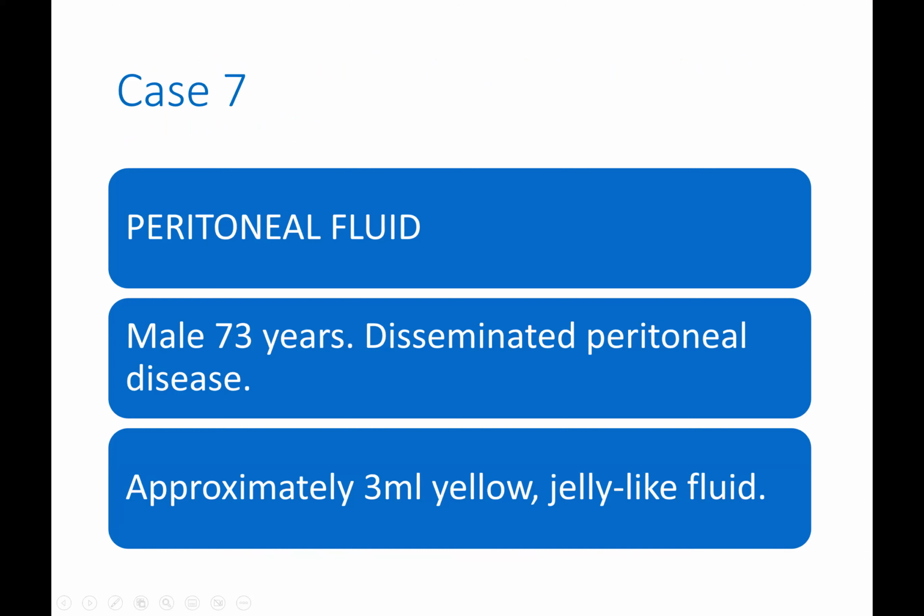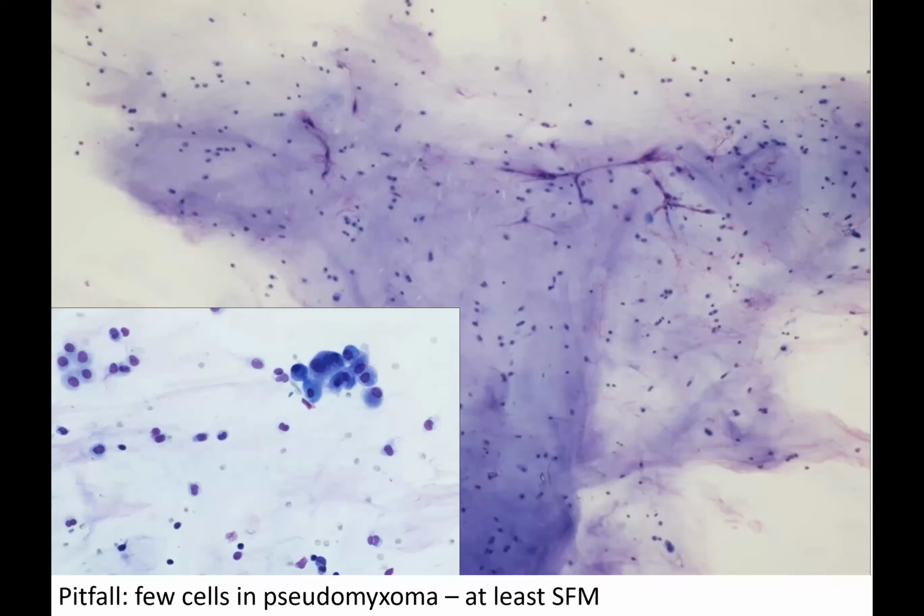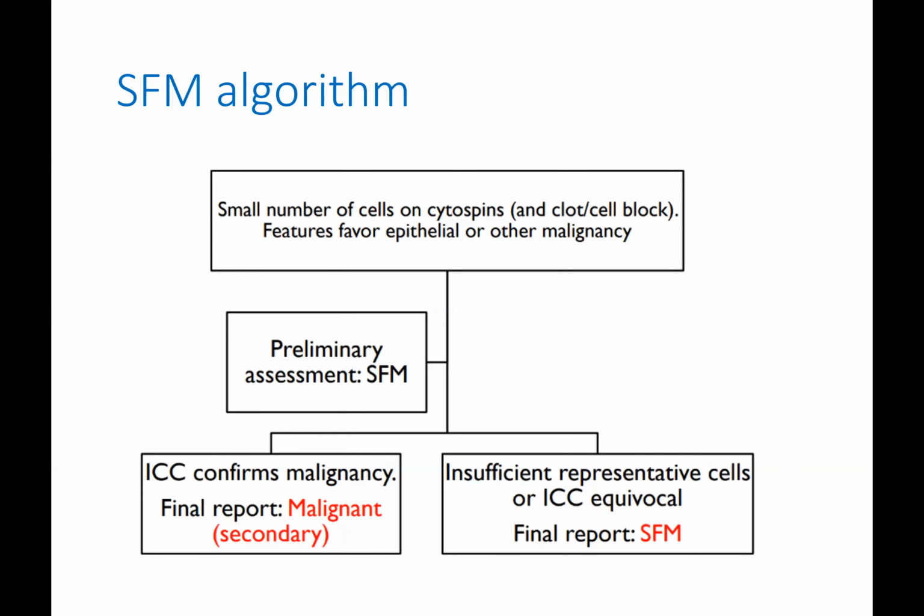This next case is a peritoneal fluid from a man of 73 presenting with disseminated peritoneal disease, and we received 3 mL of jelly-like fluid. Cytologically, there was a background of abundant mucinous material in which there were only a few scattered groups of atypical looking cells. And according to the international system, given this presentation cytologically, we should be suspicious of malignancy.